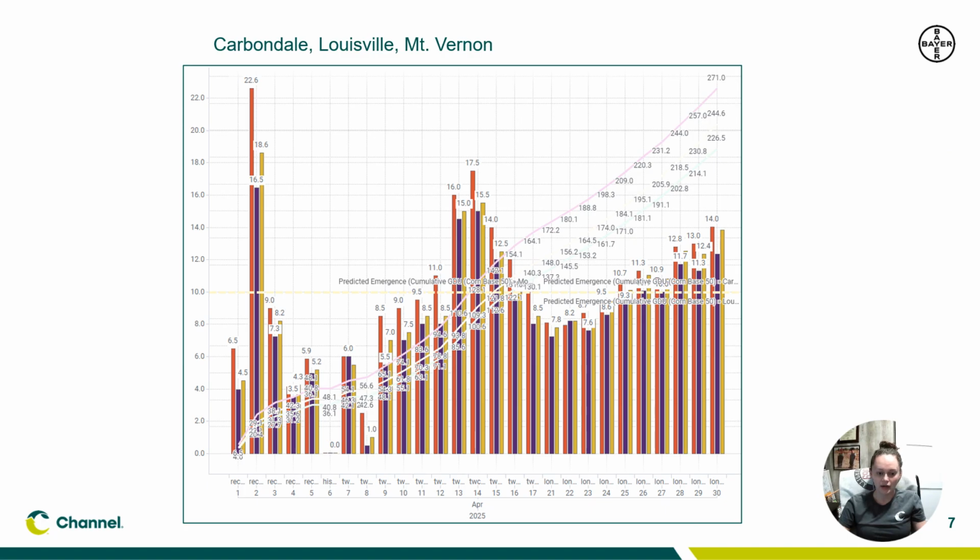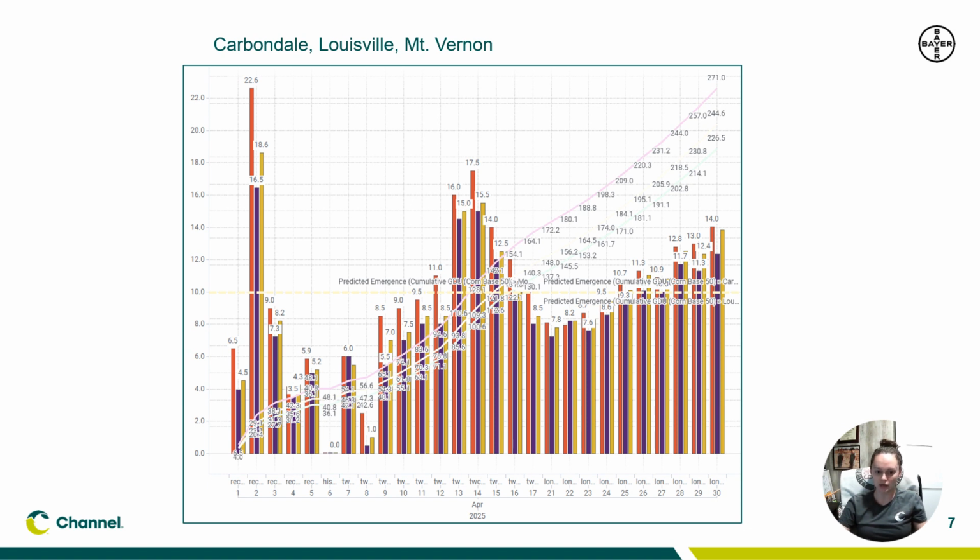So we have an emergence risk tool that has some great information. This graph is very busy, but what I really want to focus on right here is the bar graphs. The bar graphs represent how many GDUs we are accumulating every day. I ran a scenario for the month of April, and let's say that we decide to plant on April 1st. We see that we're not accumulating massive amounts of GDUs in a short amount of time.